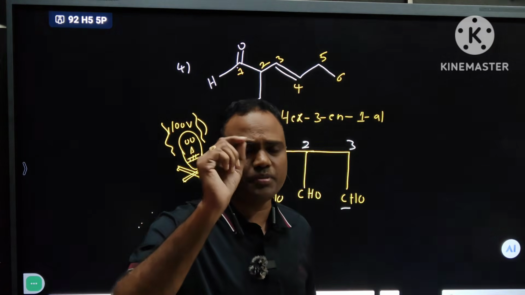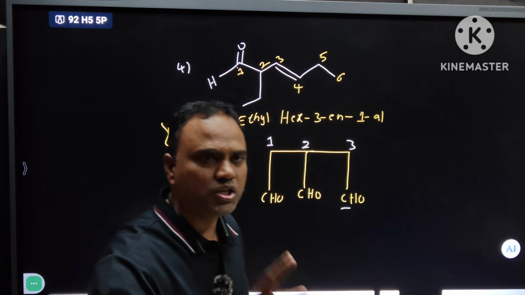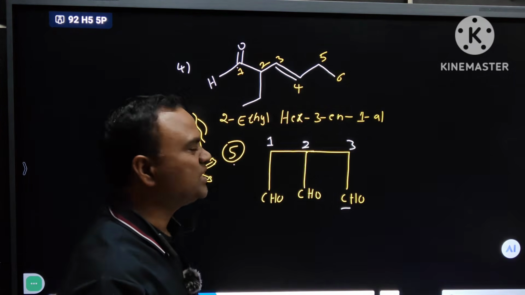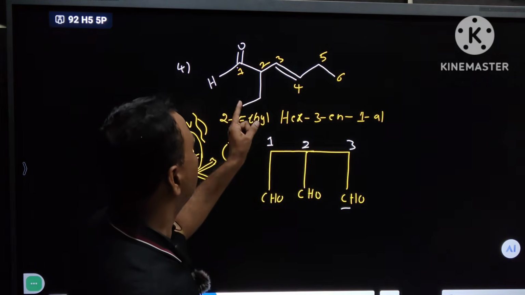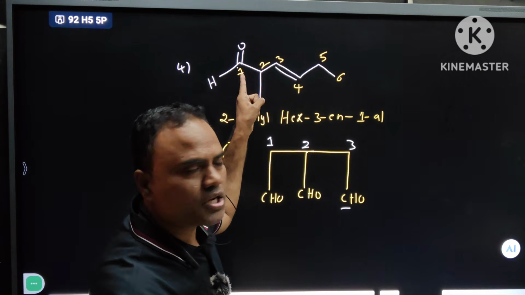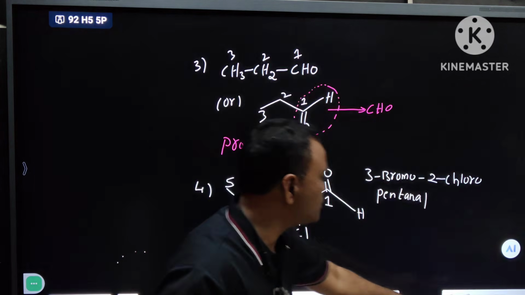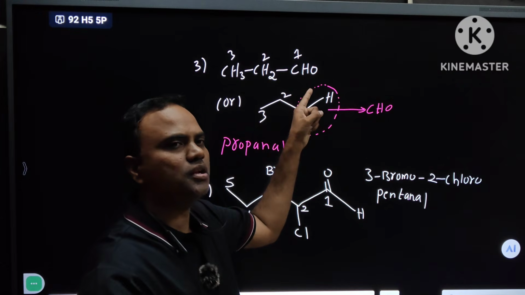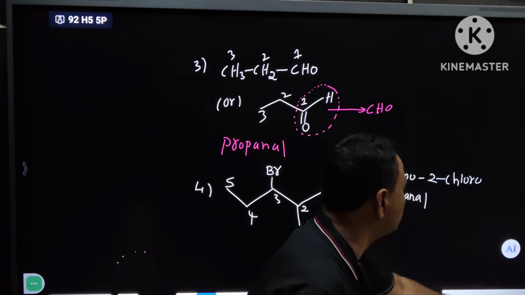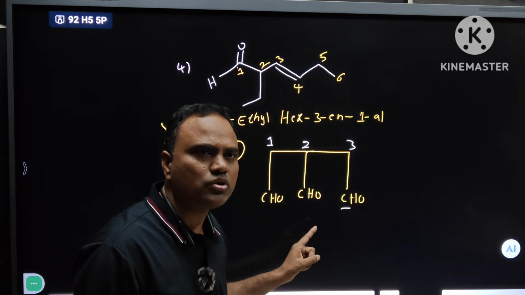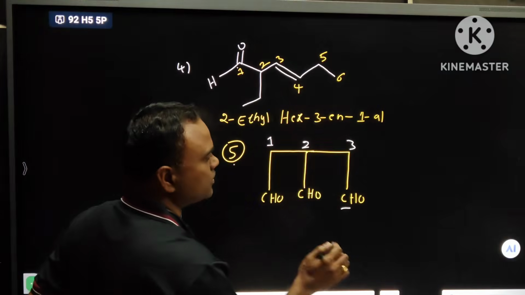A very important point: when the functional group carbon is not included in the numbering, a special word will come, that is carb. Here the functional group carbon is included in numbering, so there is no carb term. In the last case also, the functional group carbon is included in the numbering, so just "al". There is no word carb. But here the functional group carbon is not included in the numbering, so a special word will come. That is carb. I'll write that point.